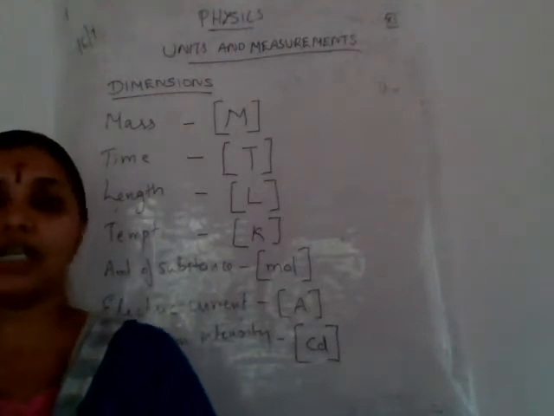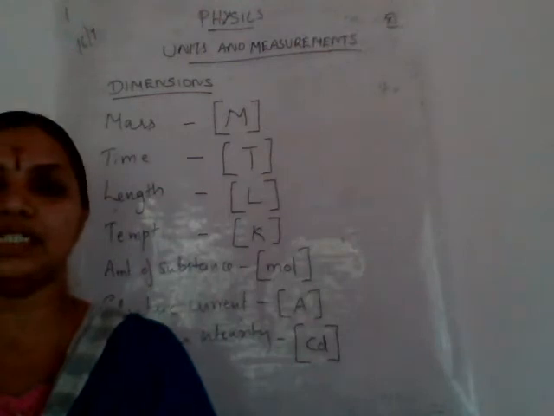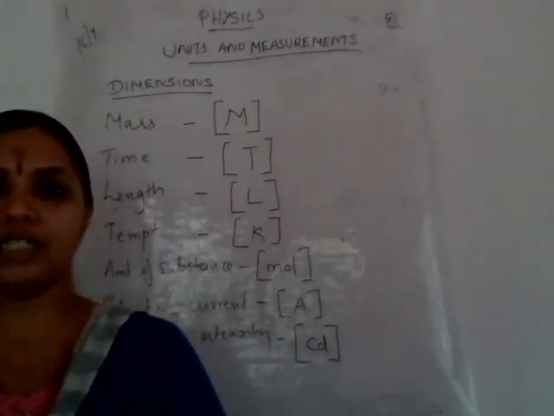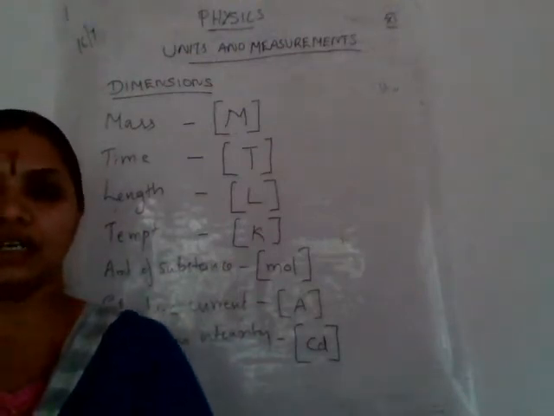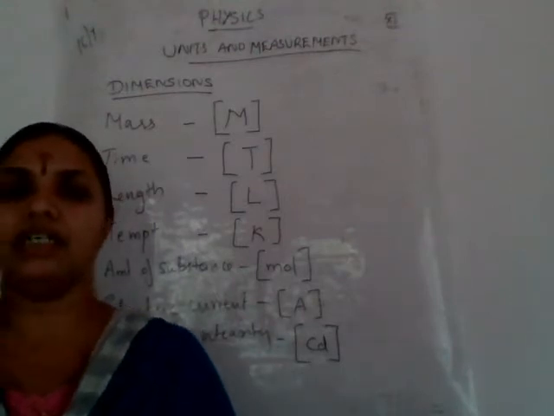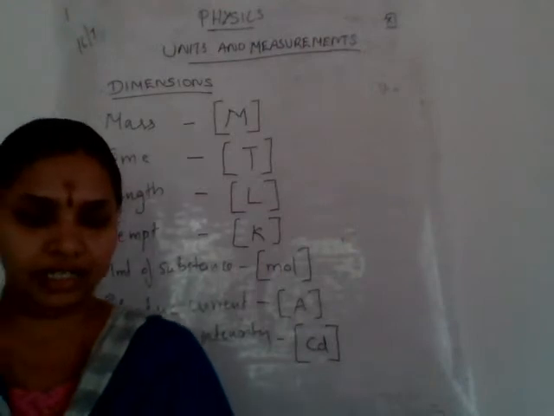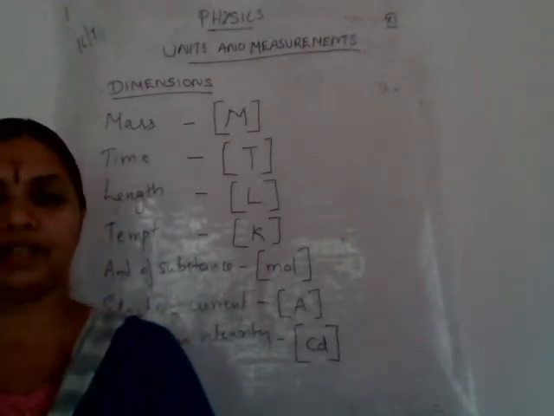All these fundamental quantities are the seven dimensions in the world, and they are denoted inside the square bracket.